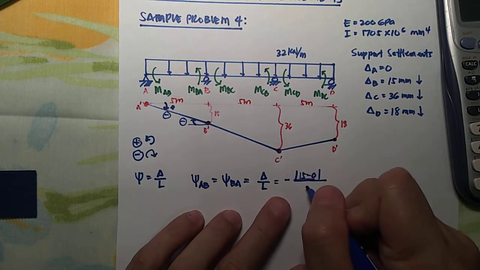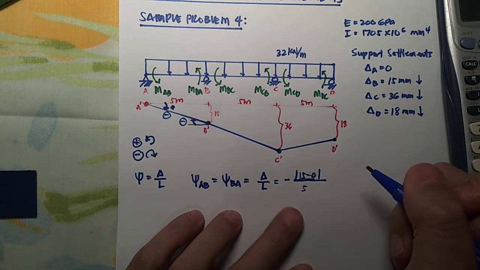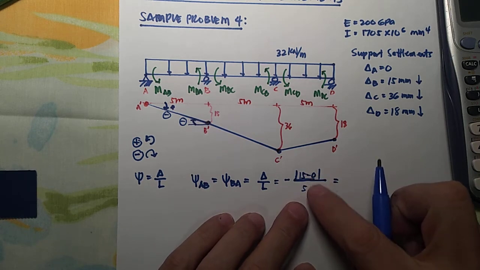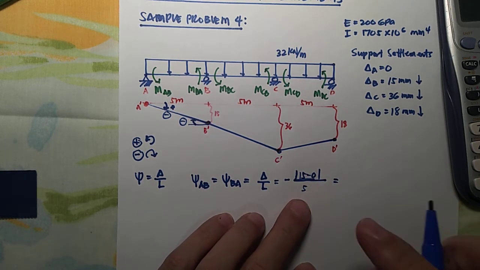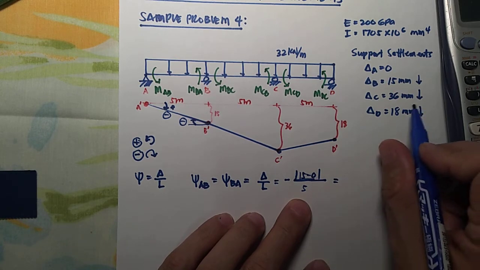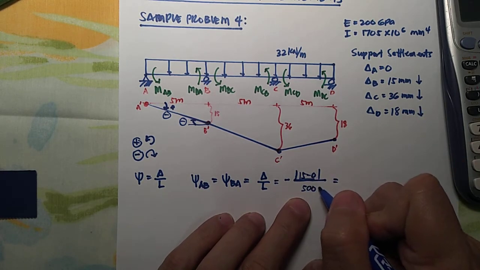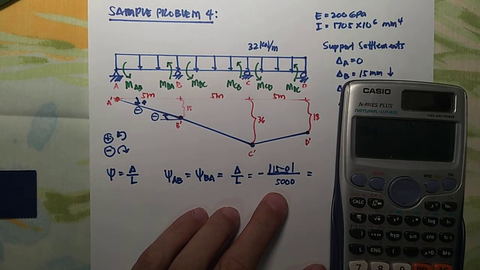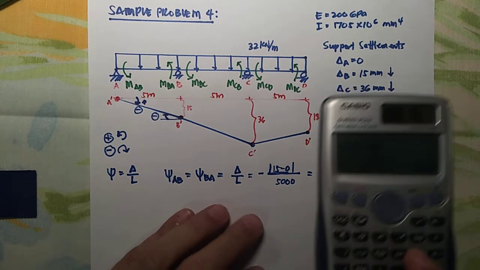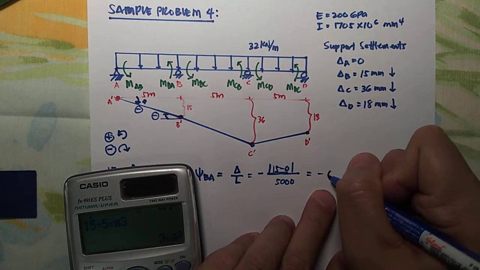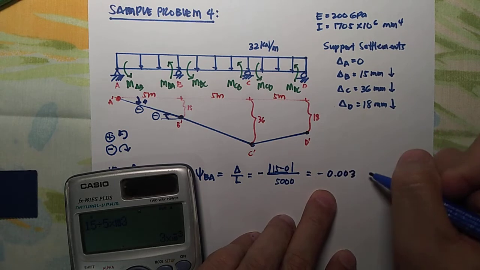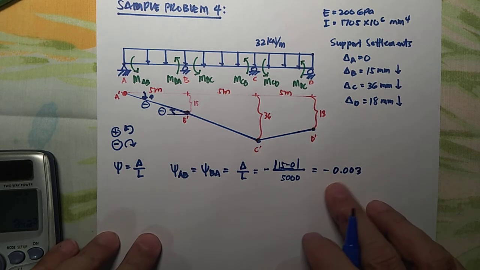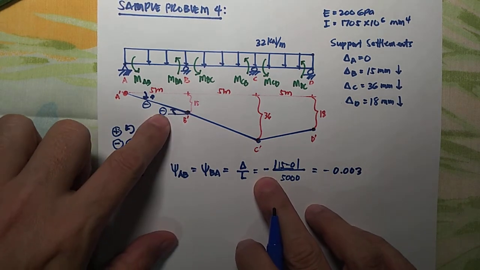L is 5 meters. Okay? So, that would be 15 minus 0 is 15 divided by 5. Sorry, this 15 is in millimeters. So, yung 5 should be also expressed in millimeters. So, let's make it 5 meters is 5,000 millimeters. So, that becomes 15 divided by 5,000. So, that is negative 0.003. So, yan yung psi for member AB and BA. Negative 0.003. Yung negative kasi clockwise.